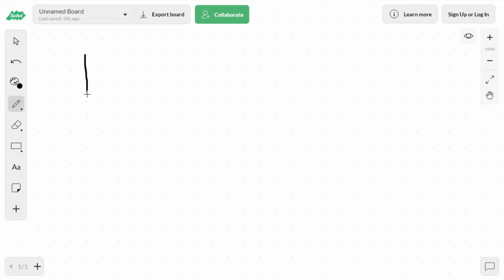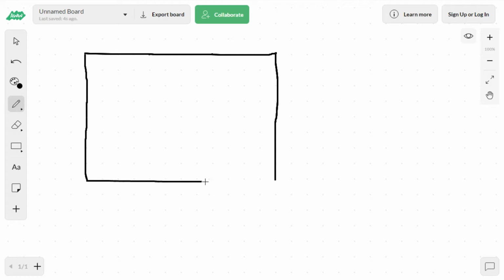So 1, 2, 3, 4, and then 1, 2, 3, 4. Yeah, that looks good, I think, right? And 1, 2, 3, 4. I'm just gonna put in some dots to sort of mark the way. Yeah, that's 4 as well. And there we go. Great. Cool. So there we go.